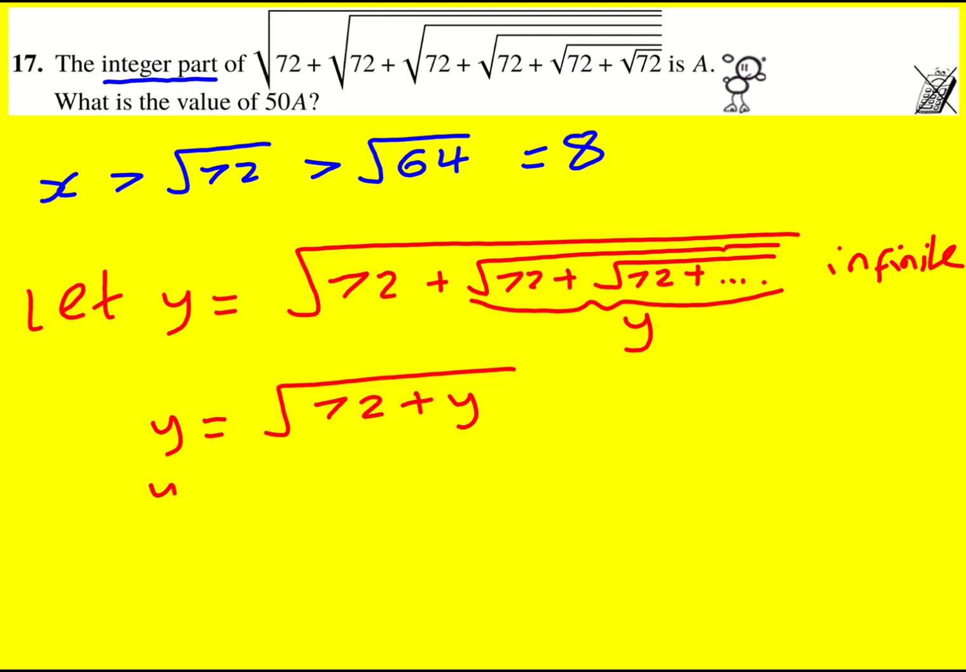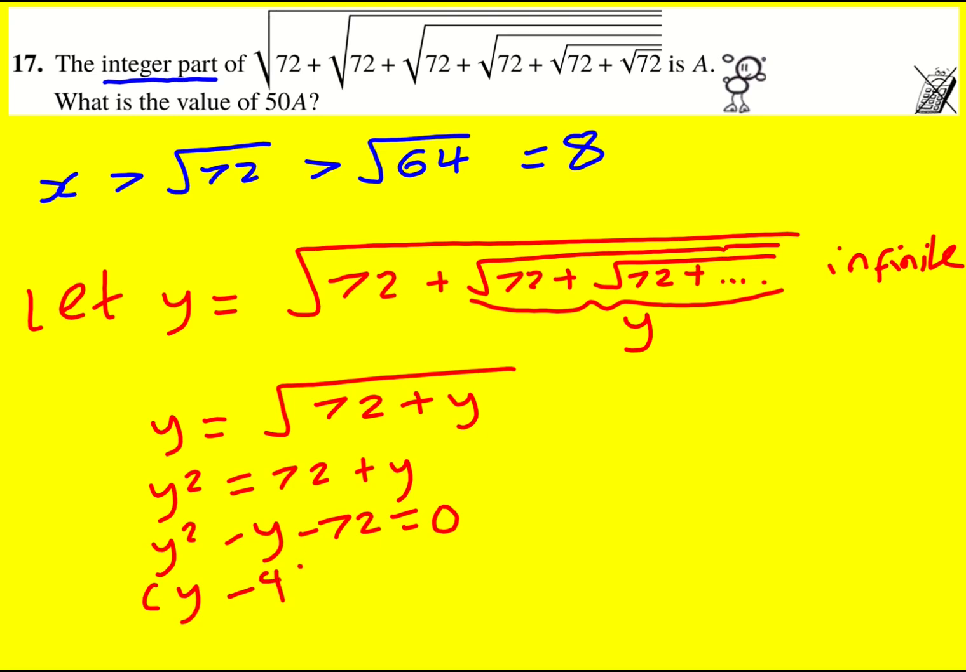And it all works out from here because we get y squared is equal to 72 plus y, so y squared minus y minus 72 is equal to 0. So y minus 9, y plus 8 is equal to 0, this factorizes very nicely. So this is clearly positive, I can reject the negative. y is going to equal 9.